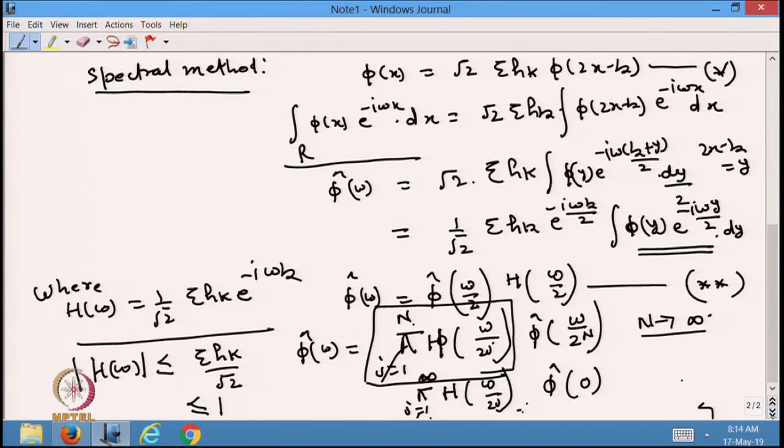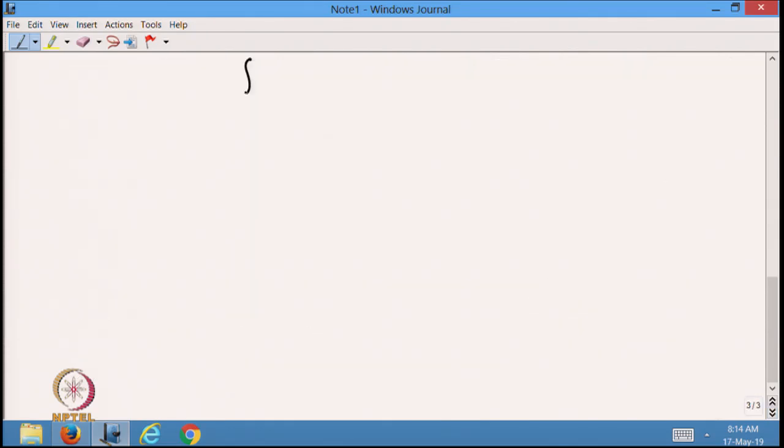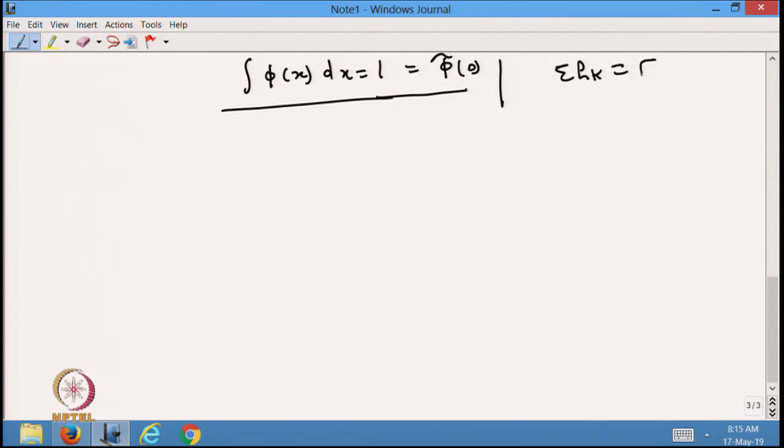And what is phi hat 0, and we are making one more assumption on phi, that integral of phi x dx is 1, because this is that phi hat 0. Okay. So, these are two extra assumptions we have taken, which we will see later on. Summation of h k is under root 2. After using these assumptions, we can say that if we compute, phi hat 0 is 1.